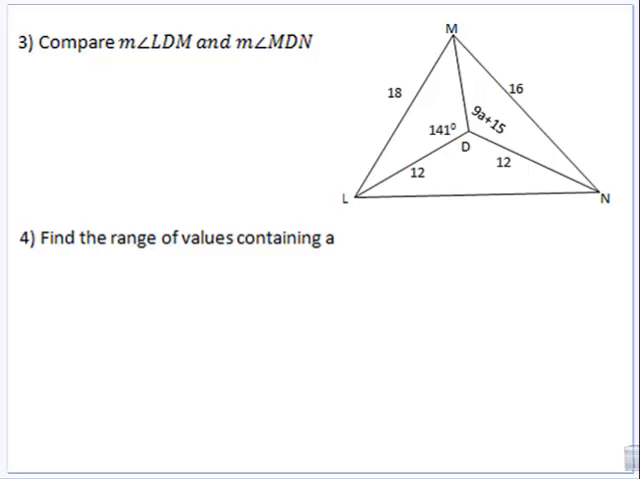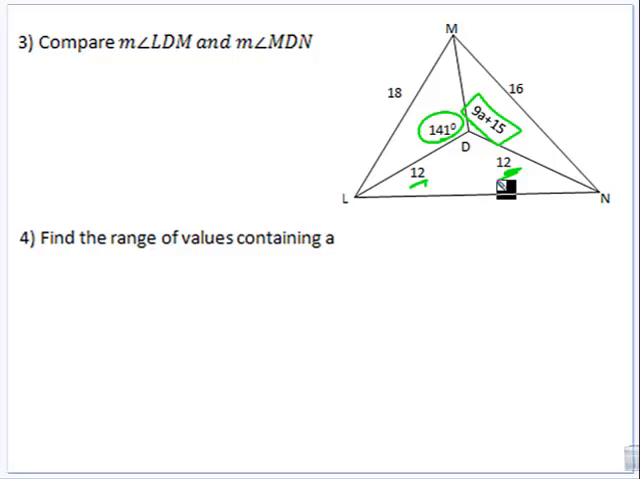All right, so the measure of angle LDM, that's this angle right here, the 141. And the measure of angle MDN is this one. So I want to compare those two. First we need to make sure that they have two sides that are the same. We see that they both have a 12, and then the MD. So they have two sides that are the same, so we can then compare them.